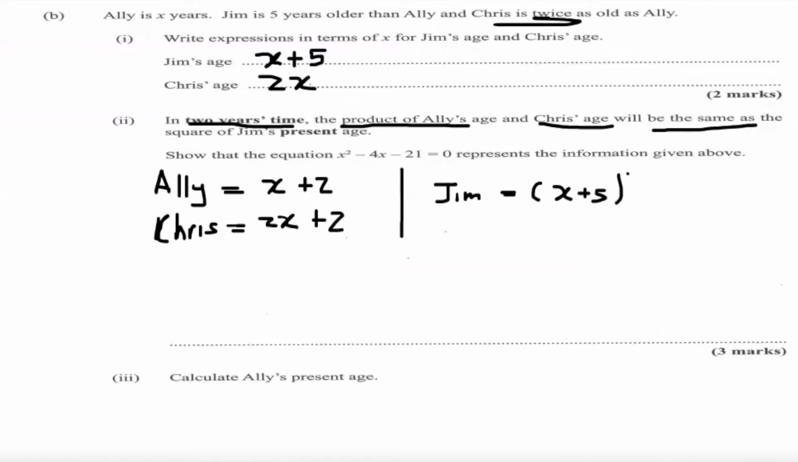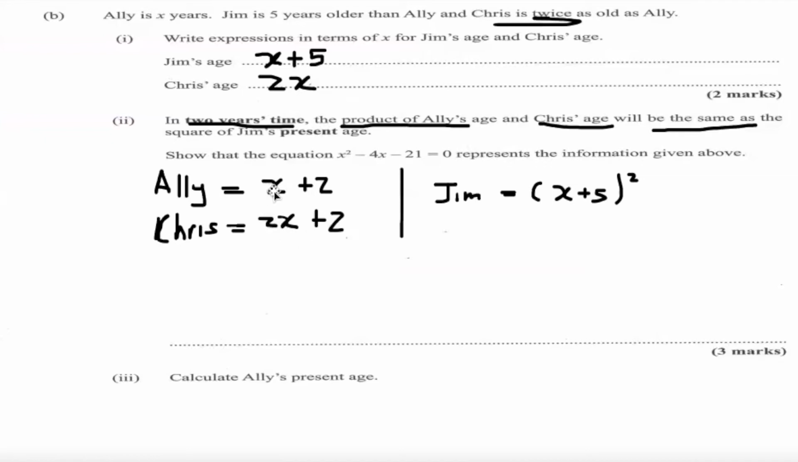But this is what is given in the question above. It says in 2 years' time, the product of Ali's age and Chris' age. Ali's age is x, and in 2 years' time, I would add 2 to the x. Chris' age at the start is 2x. That's what we established here. And in 2 years' time, I would add 2.